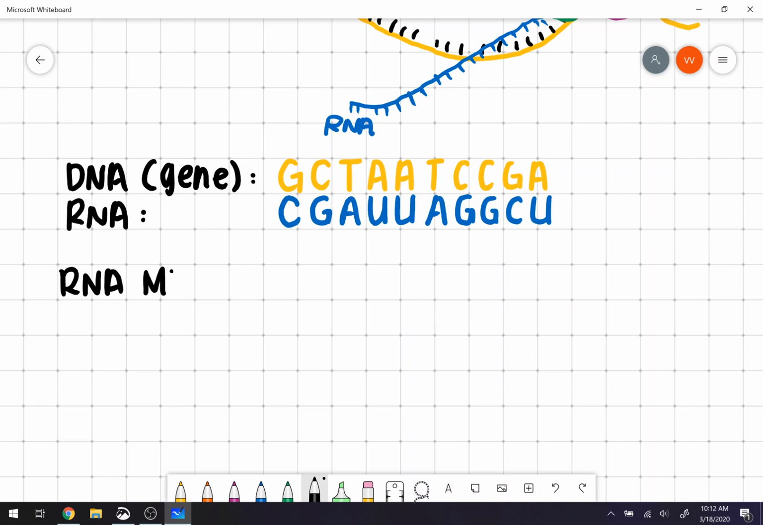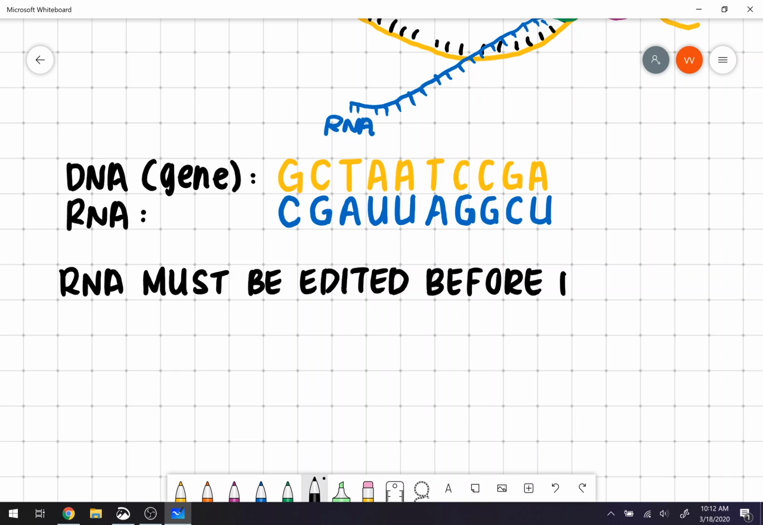So RNA must be edited before it can be used. There are sections of the RNA called introns that need to be removed and recycled. And then there are regions called exons that are kept in the final molecule.